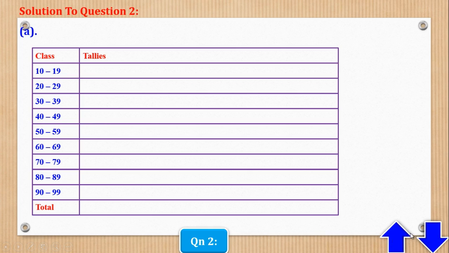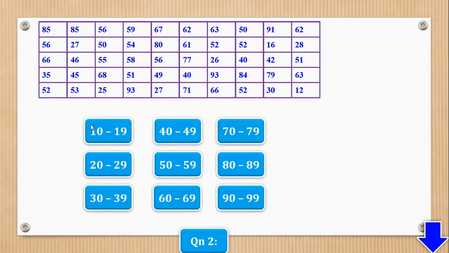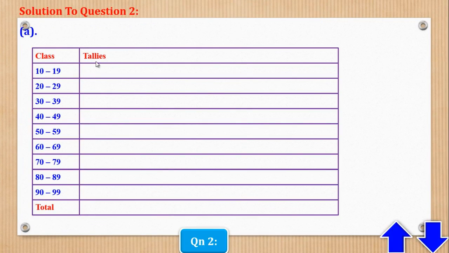So what we do, we are going to come back here and start arranging. We are going to first look for the values which range from 10 to 19. Now what I'm going to do, I'm going to first highlight them. If you look at all these values, you realize that only two values range from 10 to 19, and those are 16 and 12. So you come back here and put your tallies. Tallies are like slashes, so you put two slashes to mean two values.